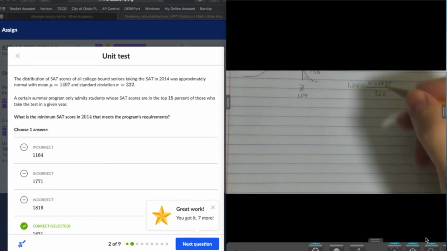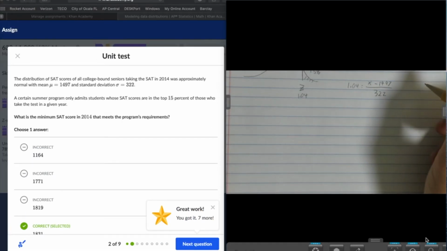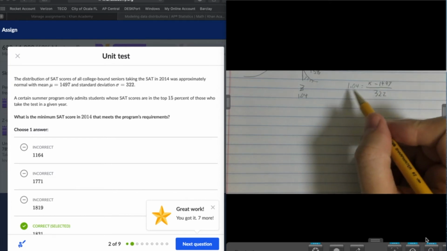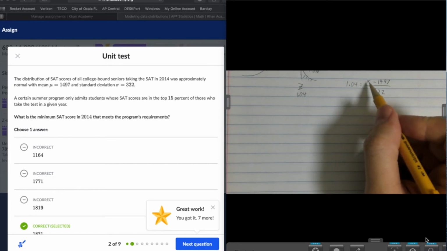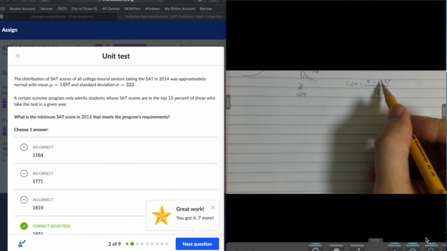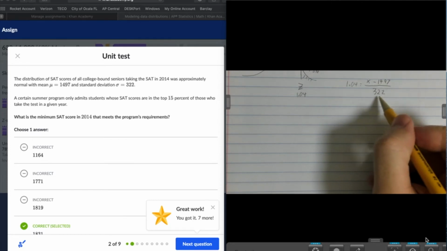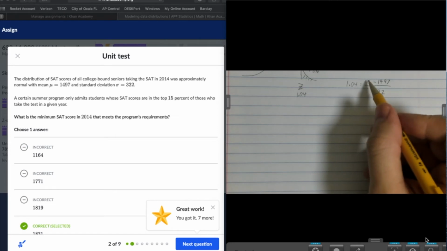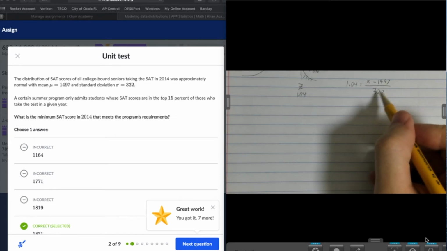All right, and so the big takeaway from this last example is that this z-score comes from an actual value, in other words, your value that you're interested in, minus the predicted value, or the mean, divided by the standard deviation. That's what a z-score is, the actual minus the predicted, divided by the standard deviation.